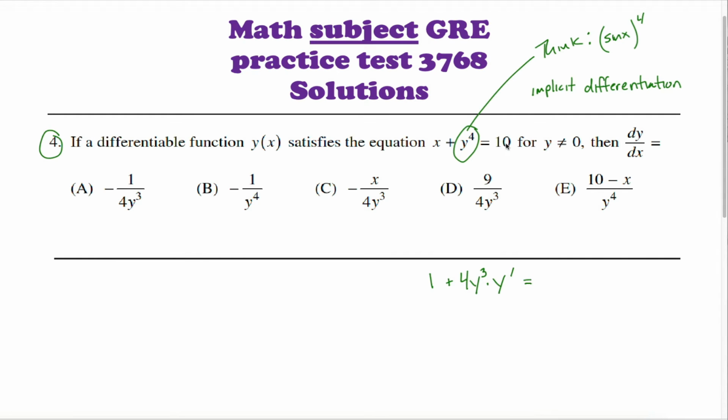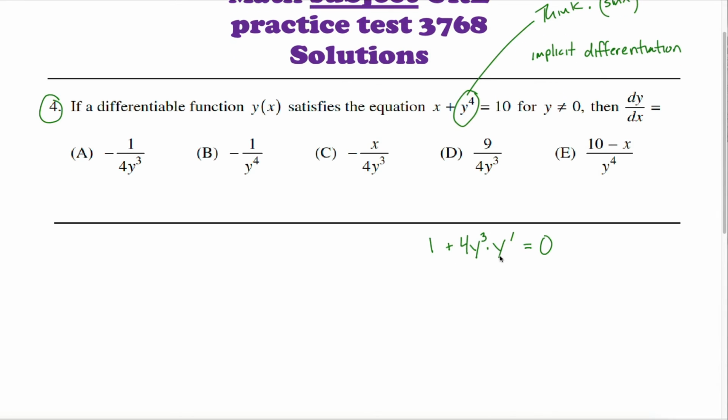Differentiating the right side is pretty easy. 10 is a constant. The derivative of a constant is just equal to 0. Take the derivative of both sides of the equation and you get this. You won't see this equation as one of the answers because that's not what they're asking for. They're asking for the derivative of y with respect to x, aka y prime. So you need to solve this equation for y prime. Maybe subtract 1 from both sides of the equation, then divide both sides of the equation by 4y cubed. You get y prime, aka dy over dx, is equal to negative 1 divided by 4y cubed.